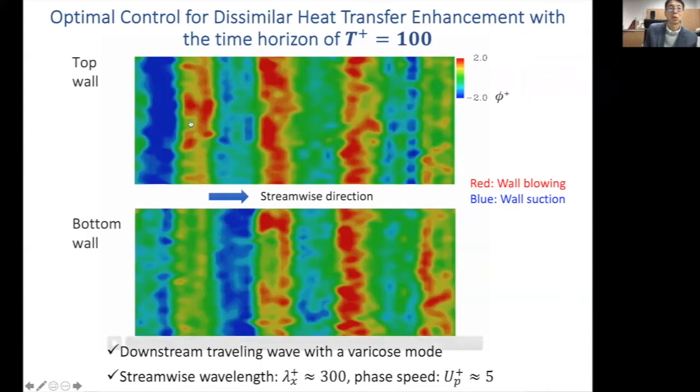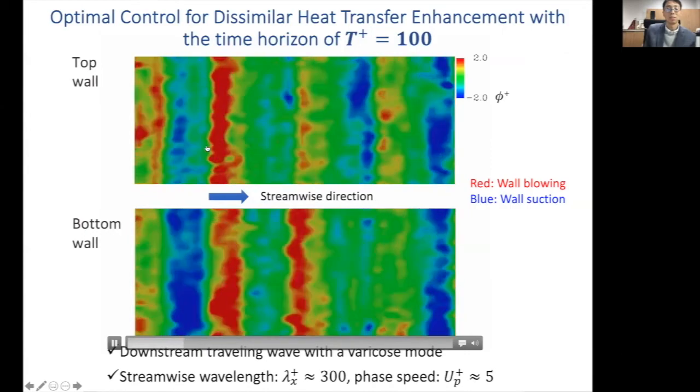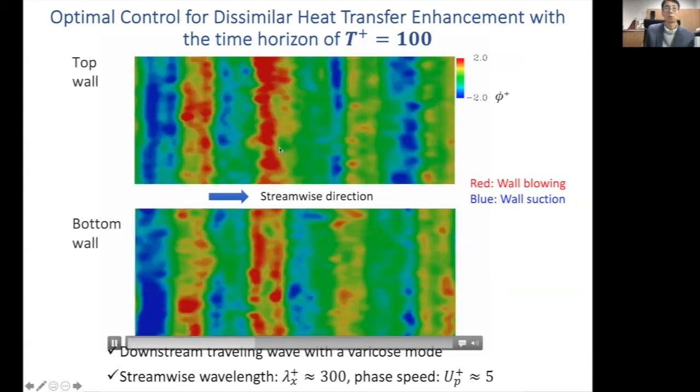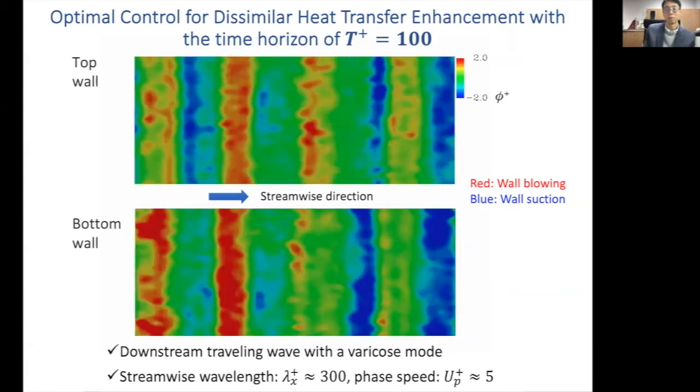So here we show the control input at the top wall and bottom wall. The blue region is wall suction, and the red region is wall blowing. As you can see, the control input is in a varicose mode. So blowing regions correspond to the same x location on each wall, and suction also the same. And if you look at this movie, you can see that the control input is propagating downstream.